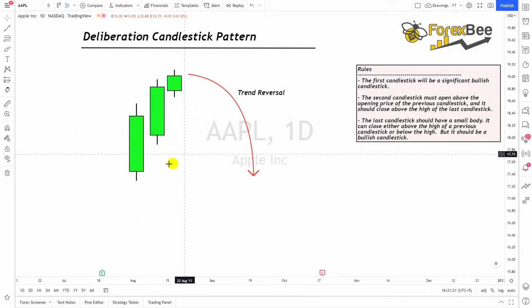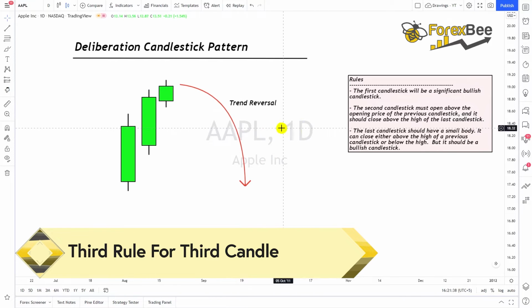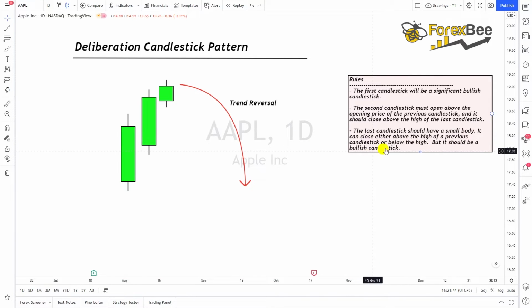Another thing to notice here is that all 3 candles must be bullish candles. Okay, the only difference is in their body sizes. So this second candle is also a bullish candle. Now let's talk about how the third candlestick should look like. The last candlestick should have a small body, and it can also close either above the high of the previous candle or below the high, but it should be a bullish candlestick, which as I explained earlier.